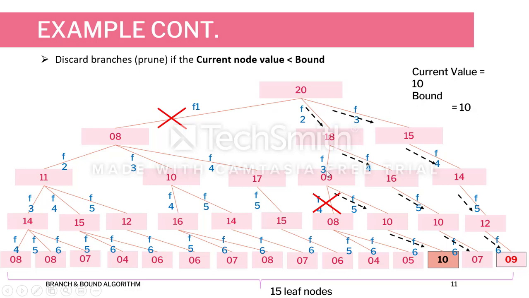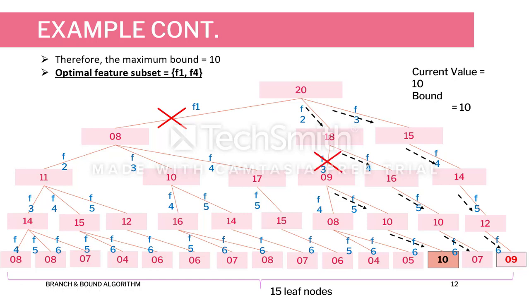So then if I again go through this, this has a value of 9, which is less than 10. Therefore, I do not need to continue through this node, so I can remove it. And then if I again go back and come to this, this has again a value of 8, which is less than the bound value 10. So I do not have to continue that branch.